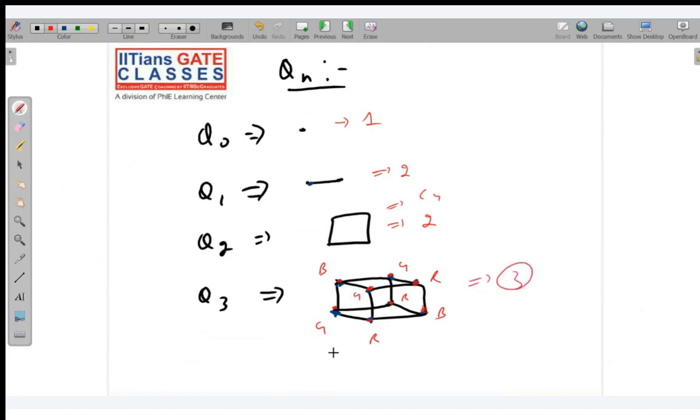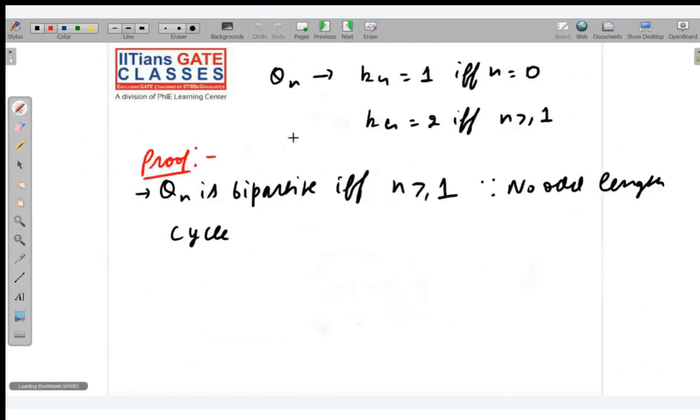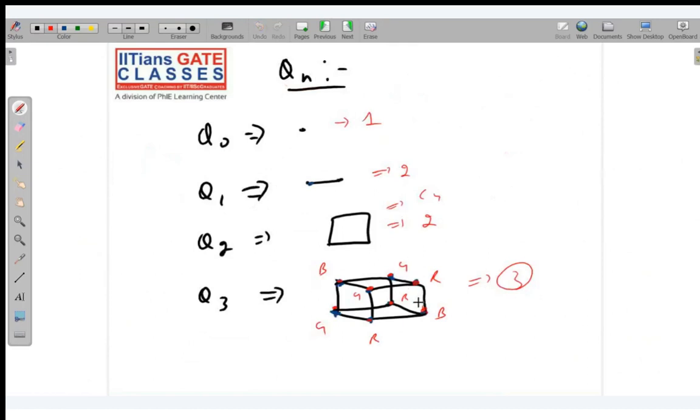Okay. So let me give you the formula. For Qn, Kg is 1 if and only if n is 0. Kg is 2 if and only if n is greater than or equal to 1. Actually, I have made some mistake. Yes, it should come out to be 2.